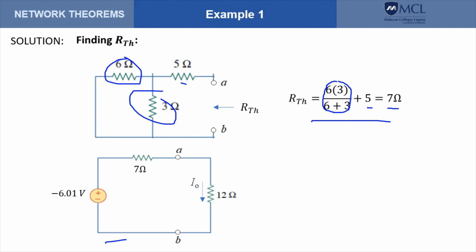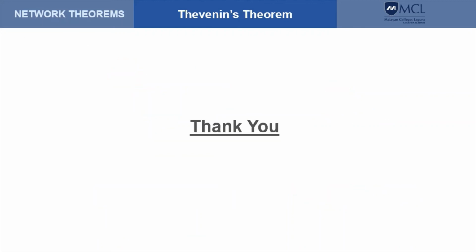And from here, we can compute our I sub naught by using Ohm's law. So voltage applied divided by the total resistance, we get our answer to be the same as the answer that we have using superposition. So that's it for this part one of Thevenin's theorem. On the next part, we will have more examples.